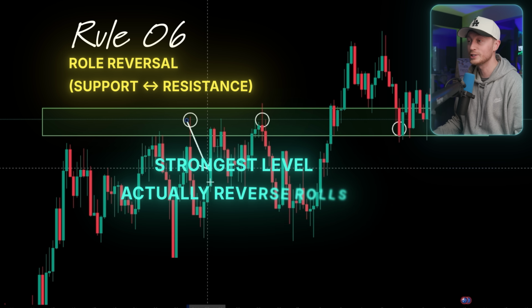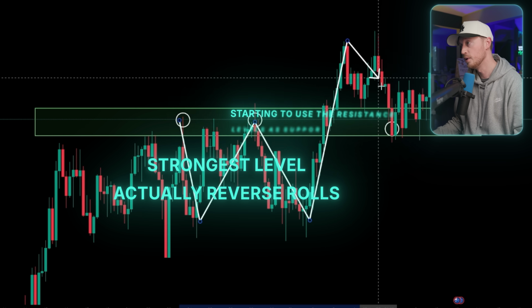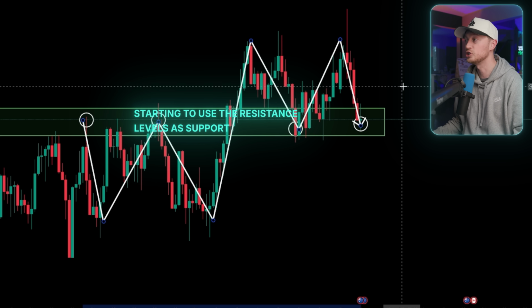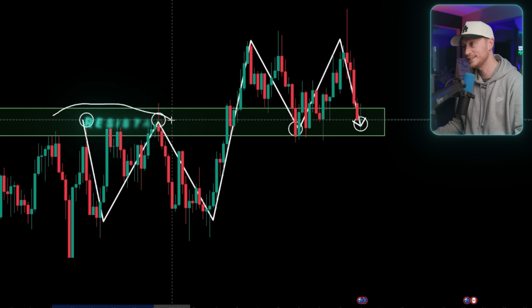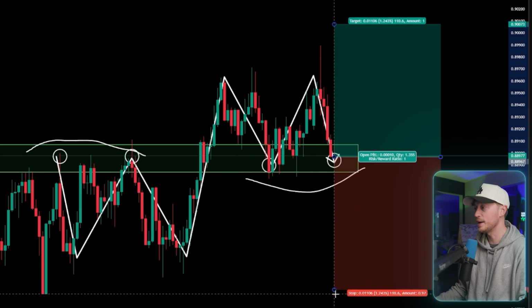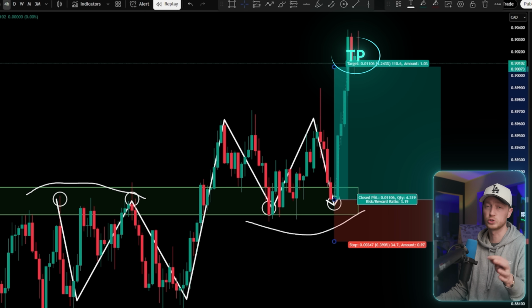Now, I'm sure you've heard this already before, but the strongest levels actually reverse roles. We break through and we're starting to use that level that was once resistance as support. It was first resistance and now it's support. This is one of the most powerful confirmations you can get and really can lead to some incredible trading opportunities.